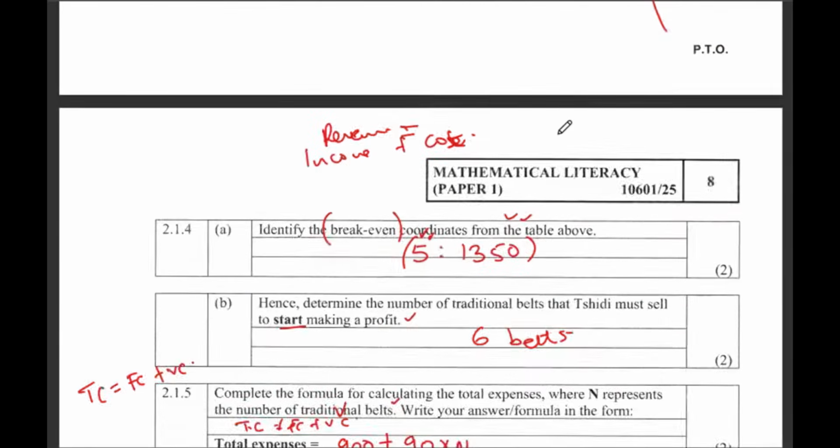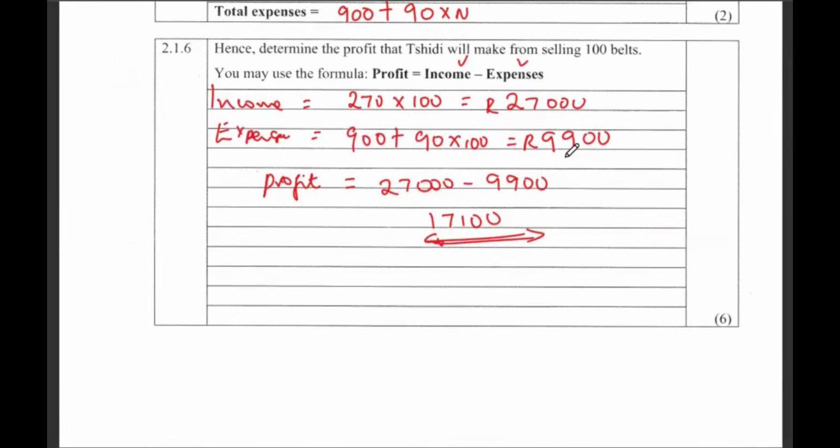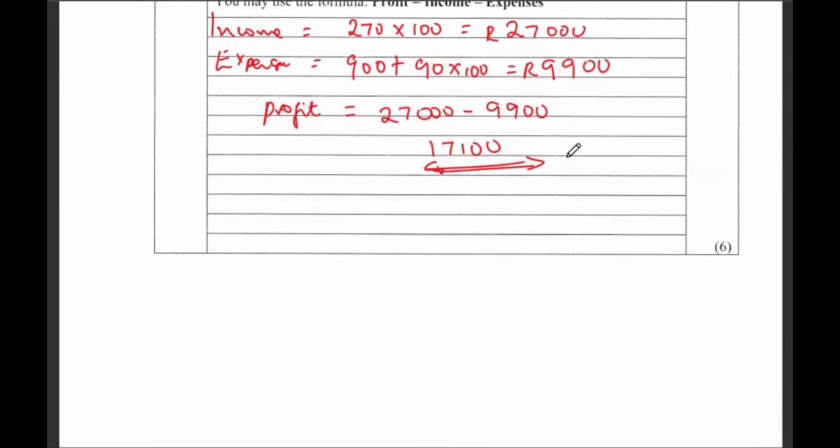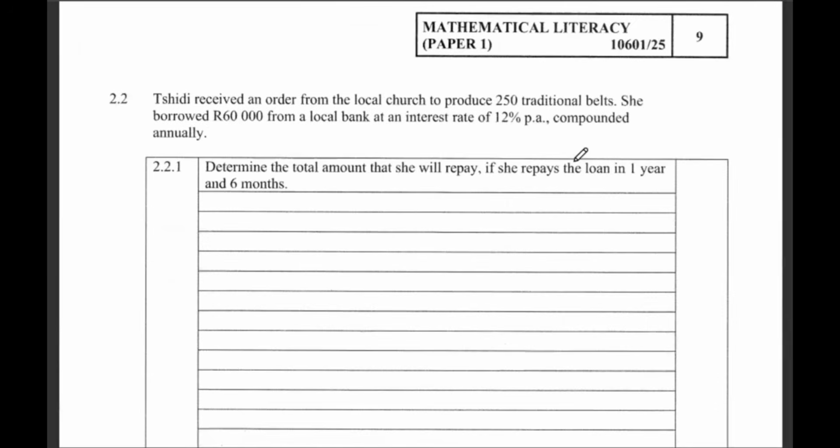And then we get the costs for the 100 belts, for making 100 belts. And then we subtract the two, then we get our profit. Okay, then 2.2. This lady received an order from a local church to produce 250 traditional bells, which is additional profit.